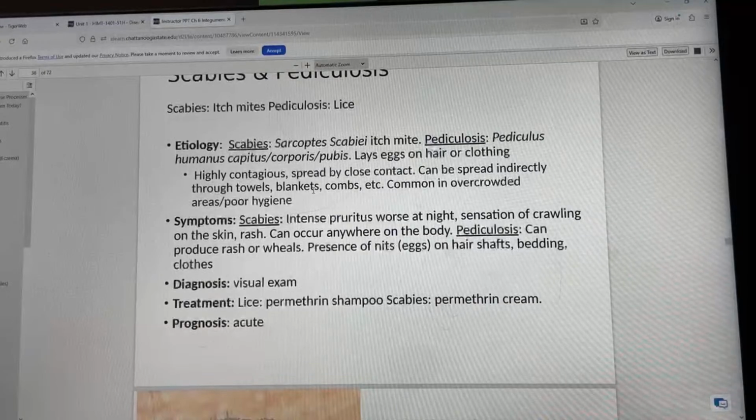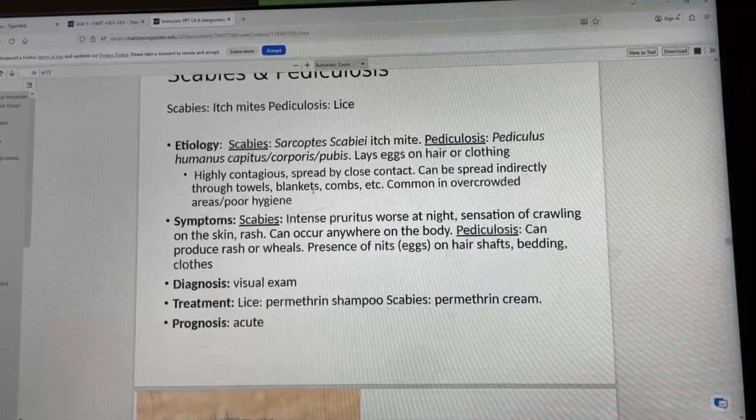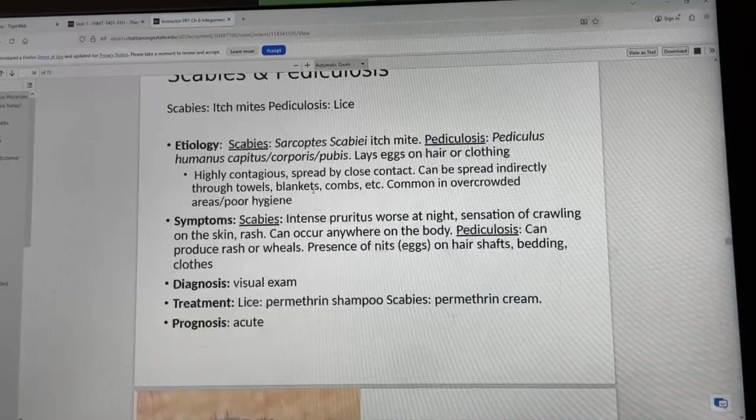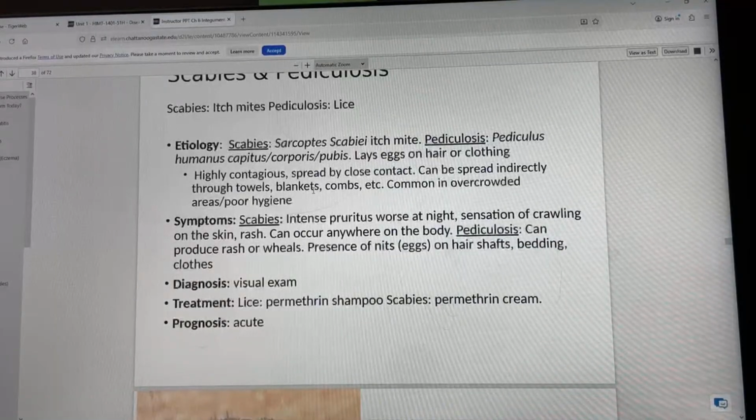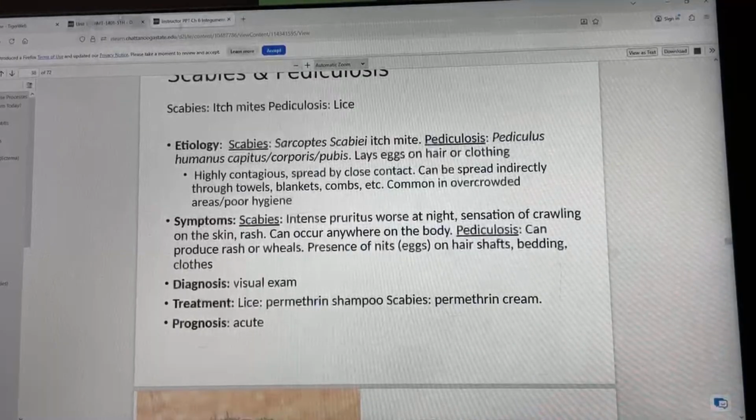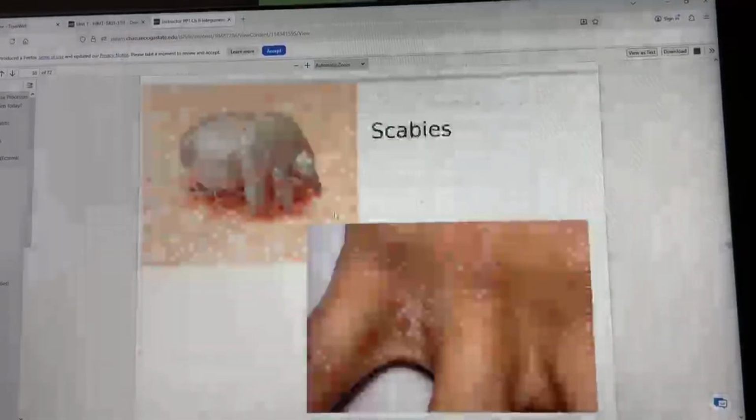Typically, for some reason, they tend to like being in the webs of the fingers. So if you see that there, that's pretty much a guarantee that it's scabies. Now it can be on other parts of the body, especially if you have a really bad case, a really bad infestation. But most often they show up in the webbing of the fingers, and then you'll just see these dots, which is basically following the trail of them burrowing under the skin, and it's extremely, extremely itchy. So you can see here.